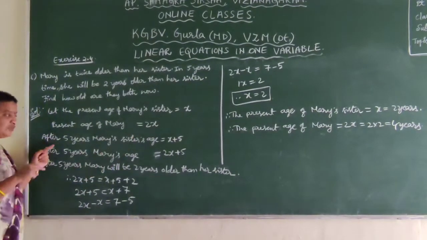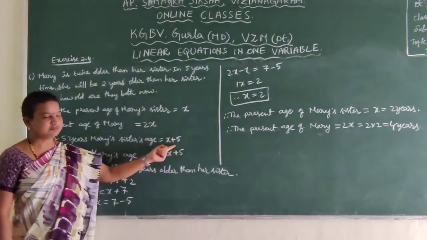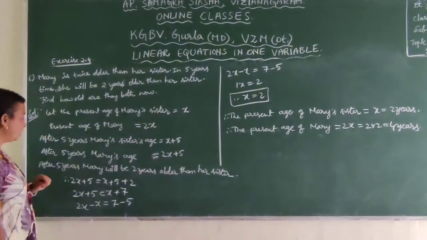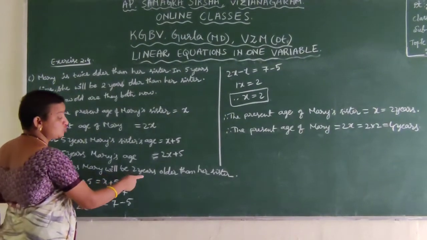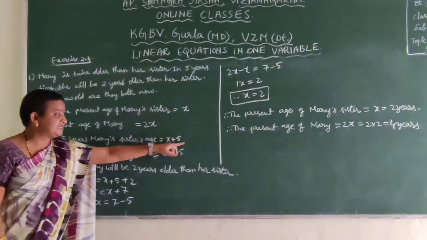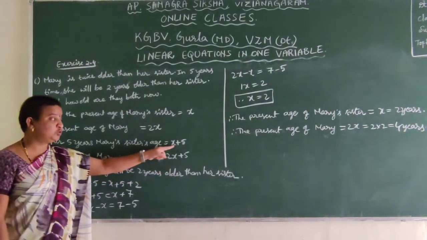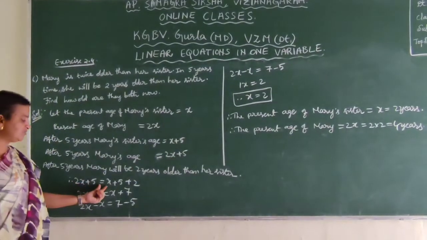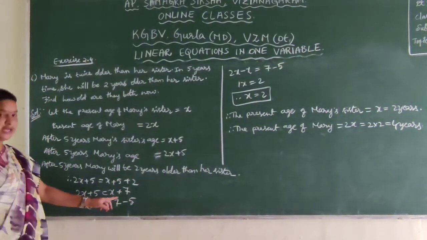Then after 5 years, Mary's sister's age is x plus 5. After 5 years, Mary's age becomes 2x plus 5. Here it is given that after 5 years, Mary will be 2 years older than her sister. That means her sister's age is 2 years less than Mary's. If we add 2 to her sister's age, it will be equal to Mary's age. So 2x plus 5 is equal to x plus 5 plus 2. So 2x plus 5 is equal to x plus 7.